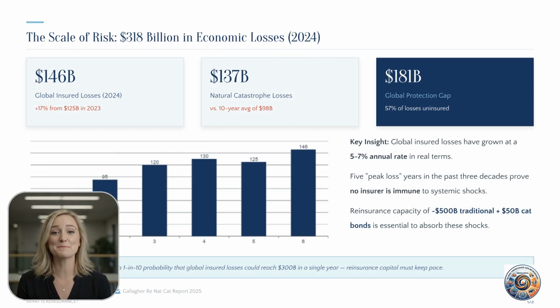The risk scale is immense. In 2024, global insured losses hit $146 billion, with $137 billion from natural catastrophes. The global protection gap sits at $181 billion, meaning over half of economic losses remain uninsured. Reinsurance capacity is the essential shock absorber needed to manage these systemic risks.